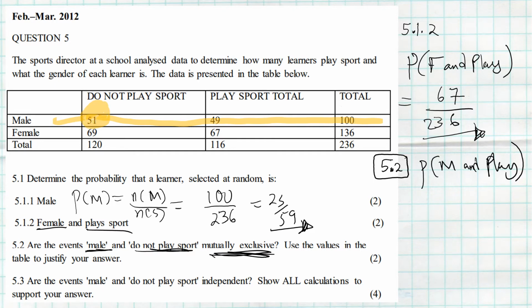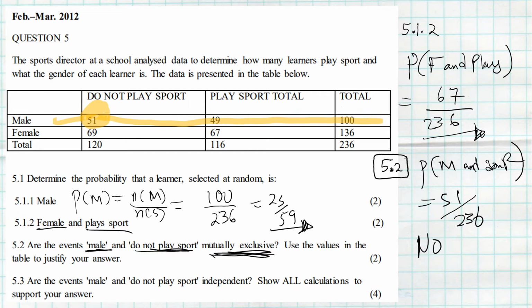So there is a certain value there, right? Meaning that the probability of male and do not play sport is going to give us what? 51 out of what? 236. This is not 0, right? So can we answer the question now? Are the events male and do not play sport mutually exclusive? The answer is no.